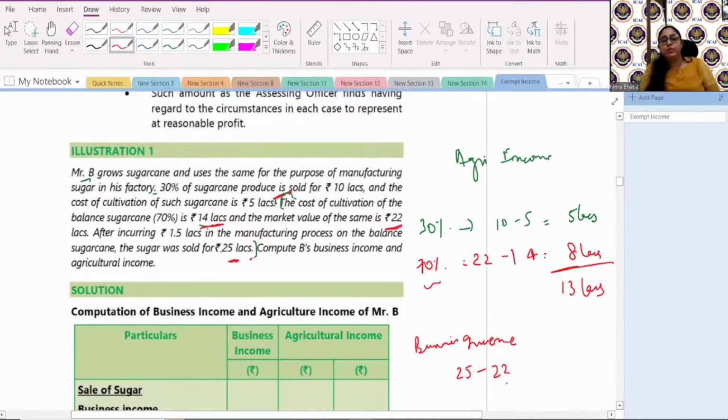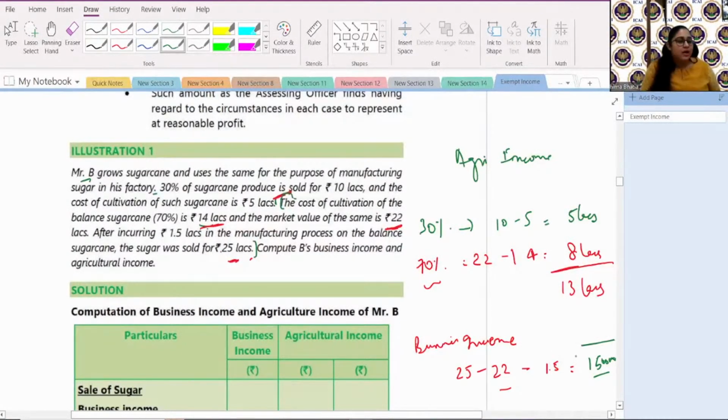Had I directly been doing the processing of sugar, had I only been into manufacturing of sugar and not growing sugar cane, I would have purchased that sugar cane from the market for 22 lakhs. So 25 minus 22 minus extra expenses of 1.5 lakhs. So how much would have been my business income? 25 minus 22 minus 1.5. 1.5 lakhs is my business income.